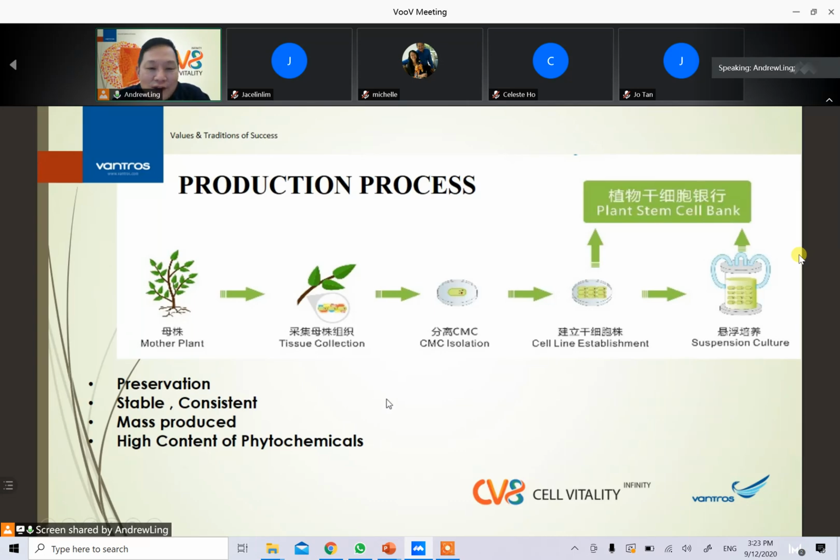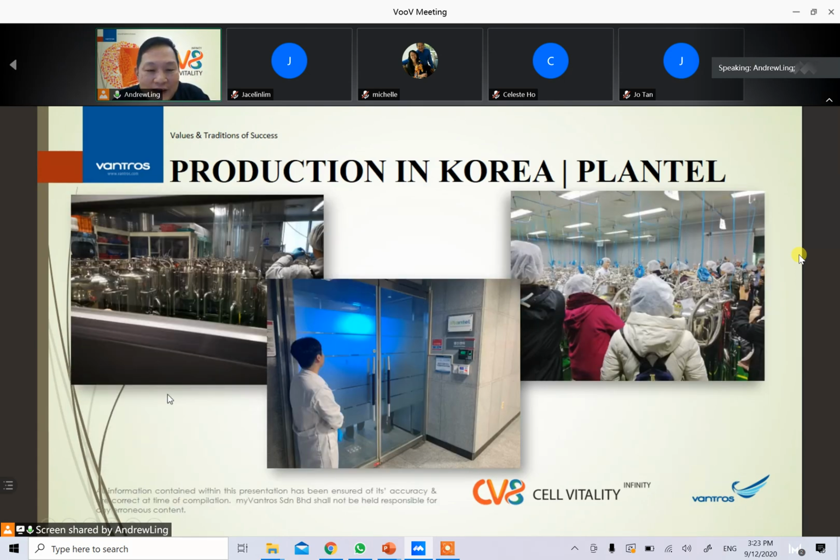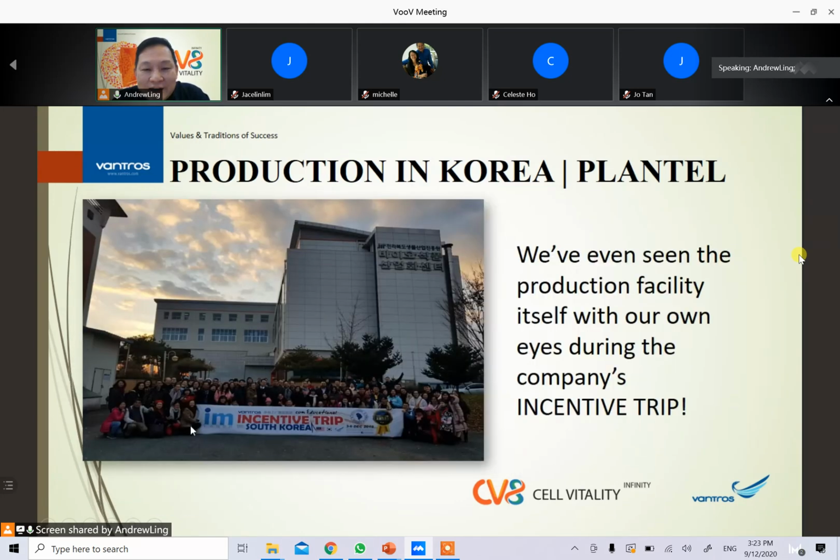And the technology is so advanced. This is how it looks. The production line is actually in Korea. This is how the cylinder looks. You just need to have one stem cell. You can put it into this cylinder, and it can mass produce it with the same quality, same nutrition content. And this is the production line in Korea, which we saw during our last visit to Korea. And this is the factory, the production facility in Korea.